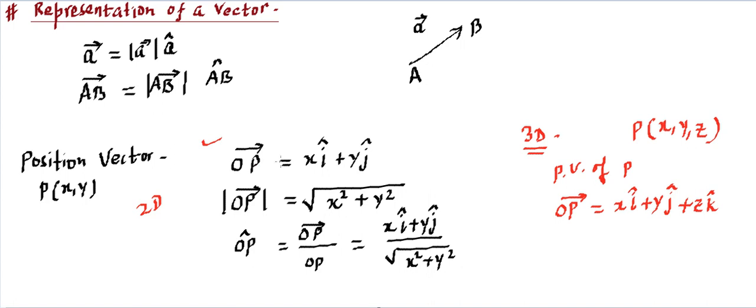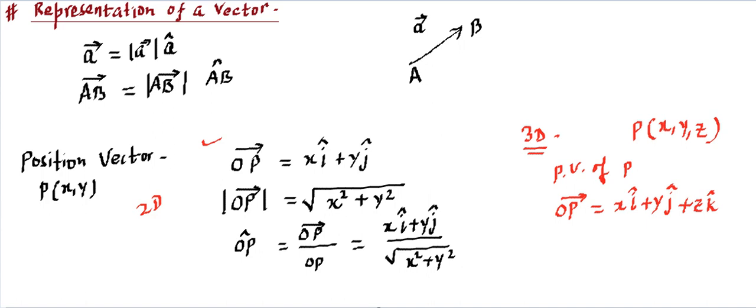OP vector in two dimensions is x i cap plus y j cap. If the three-dimension is coming, we will be writing an additional z k cap. So all the three-dimensional components have to be used. We will call it the x component, the y component, and the z component. So this will become the vector which is known as a position vector.